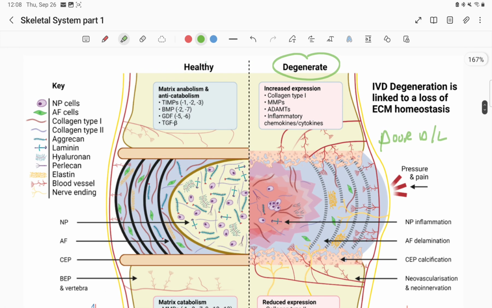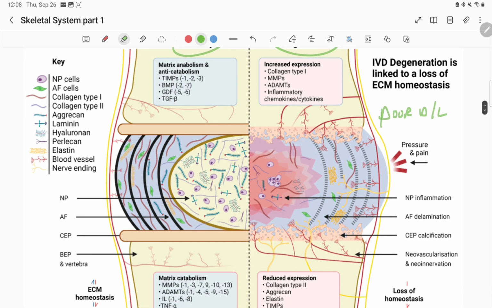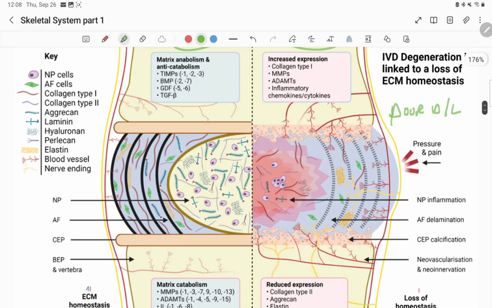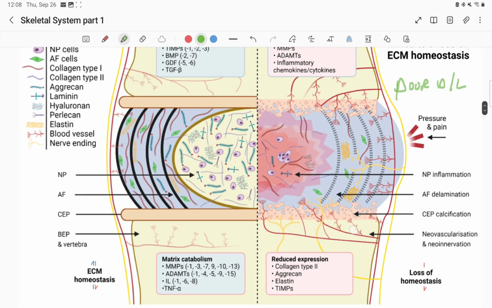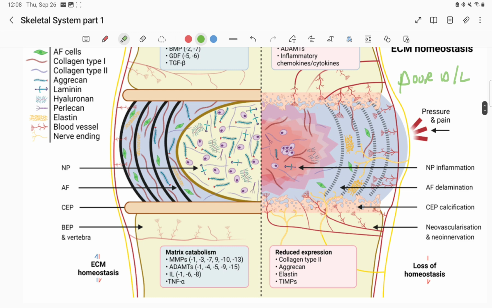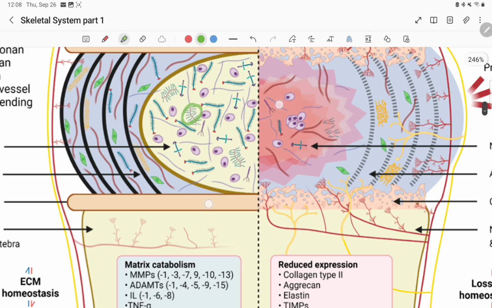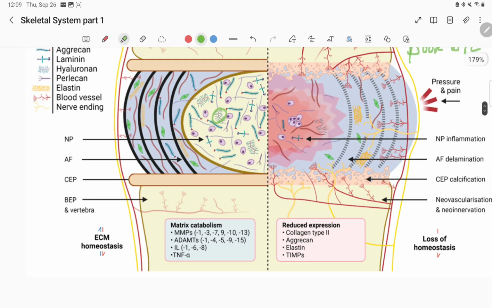Okay, on this side, the healthy disc has the hyaluron in it, the proteoglycans, okay, that you can see there, adequate hydration. Now we're going to talk more about this later when we get deeper into disc anatomy.